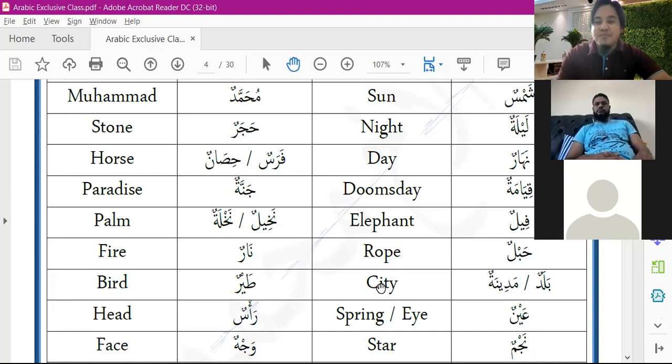Aina baladuk? Where is your country? Min ayyi baladin anta? From which country did you come? For example, ana min al-Hind, I am from India. Ana min Pakistan, I am from Pakistan. So that is balad.